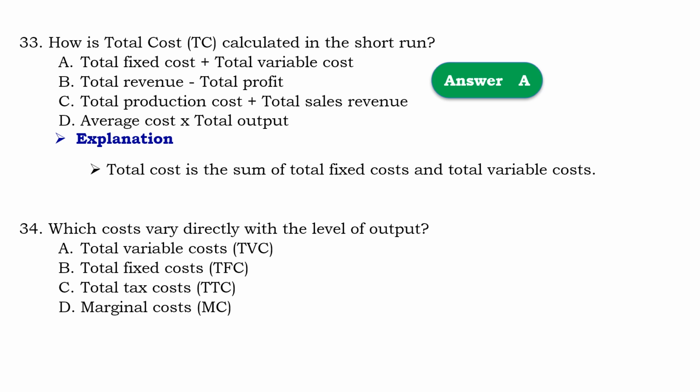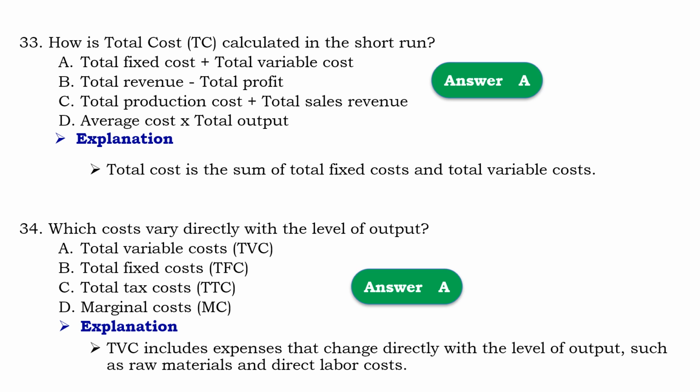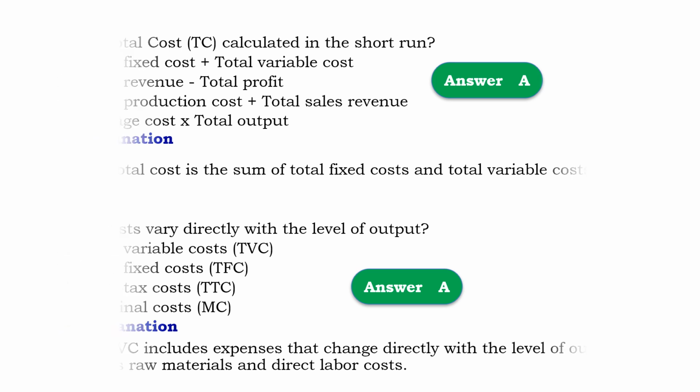Question number 34. Which costs vary directly with the level of output? That should be A, total variable cost. It means that total variable cost includes expenses that change directly with the level of output, such as raw materials and direct labor costs.